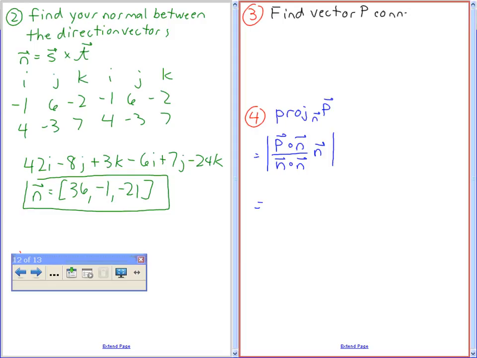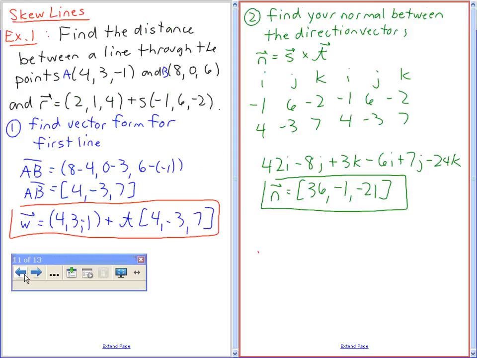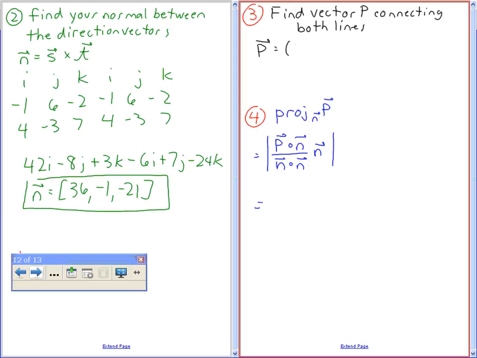Connecting both lines. So I pick one point off each line. The points I'm going to pick are (4, 3, -1) and (2, 1, 4). Now, if you chose a different vector P, that's okay, and that's the difficulty here. What I just did was I picked one point from each line, okay? So vector P is going to be (2, 2, -5).